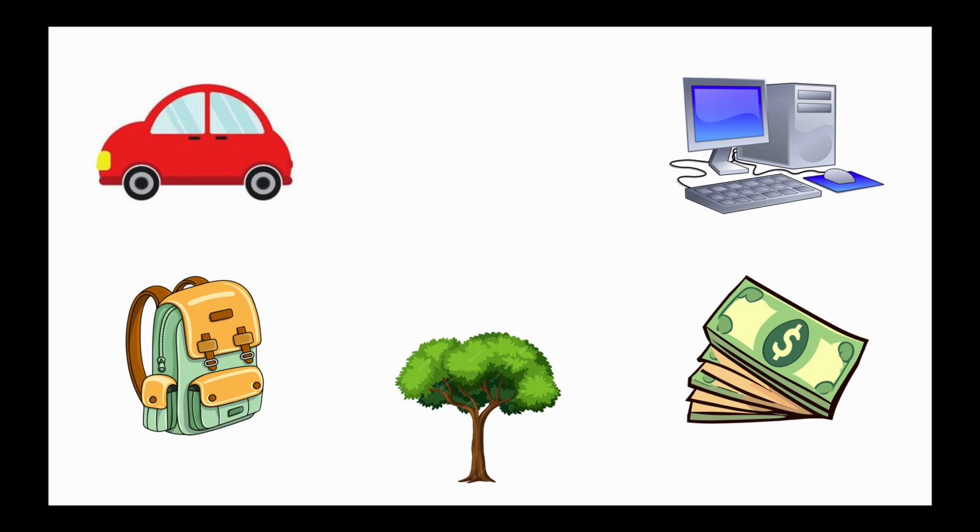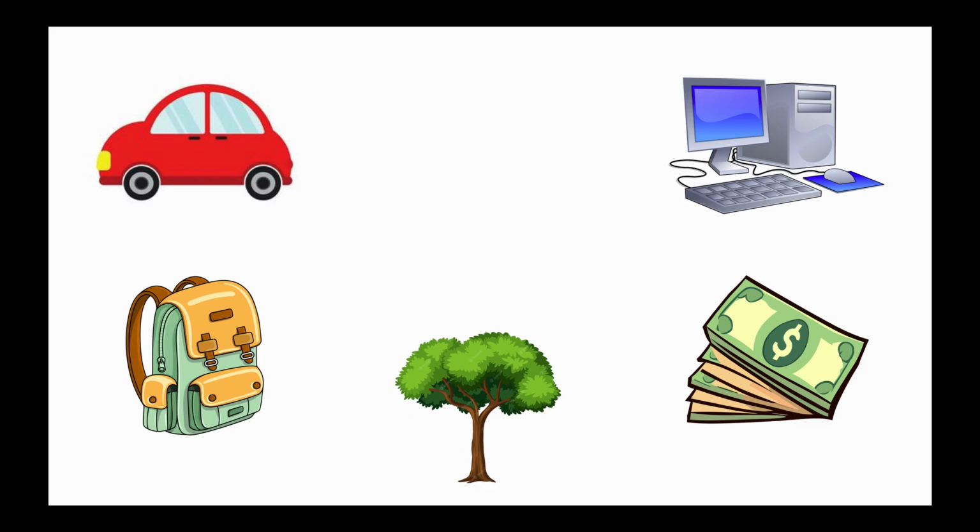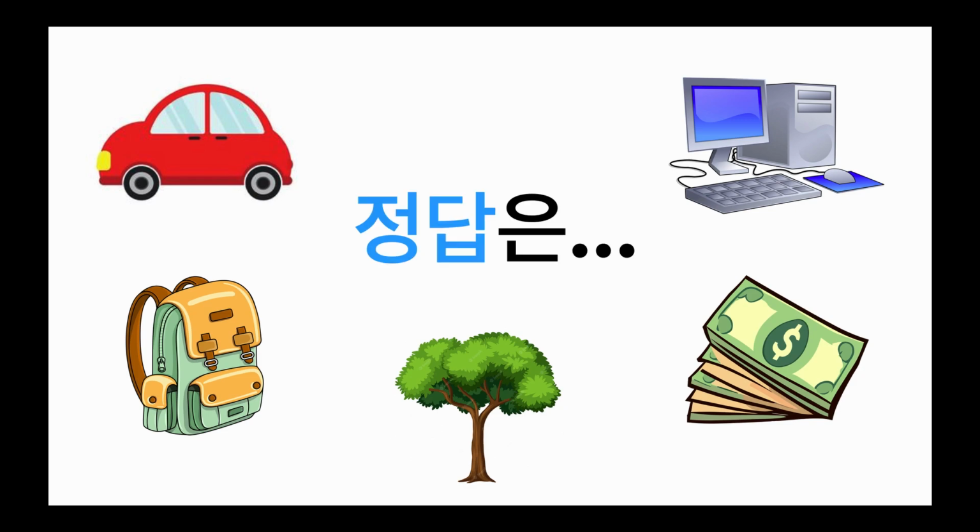Final round. Here are 5 items from earlier in the video. If you're not familiar with these items in Korean, then here they are on screen if you want to pause real quick because they're going to disappear in 3, 2, 1. Alright. 나무가 아니에요. 돈이 아니에요. 컴퓨터가 아니에요. 차가 아니에요. 정답은 가방이에요.